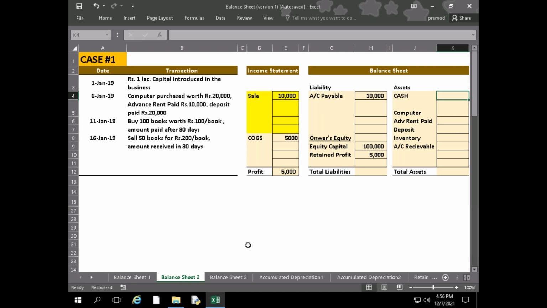Then you need to give the computer. What do I need to do for the computer? Say, for example, computer purchased worth 20,000, so I'll give my 20,000. Advance rent paid is 10,000. Deposit is 20,000. So total inventory, that is 5000.